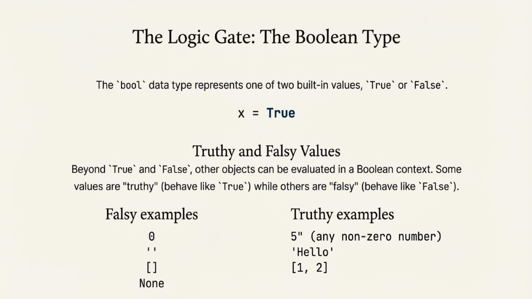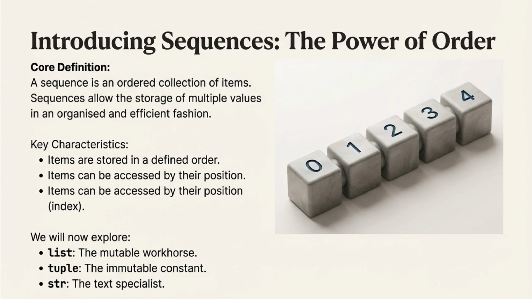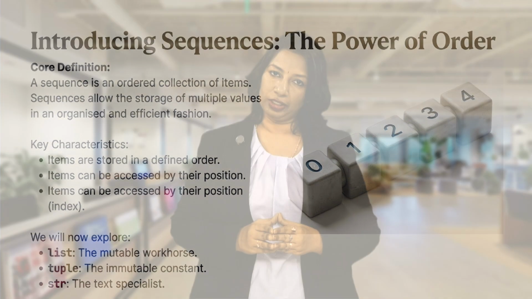Sequences are ordered collections of items that can be accessed by their position using indexes. They allow us to store multiple values in an organized fashion. The three major sequence types are list, tuples, and strings, each with unique uses.